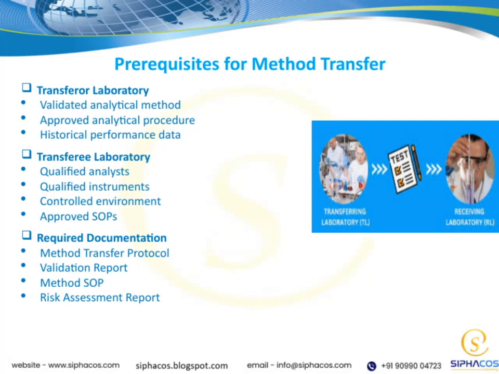When we talk about transferring a method from one lab to another, there are some key prerequisites to keep in mind. On the transferer side, the lab needs a validated method, an approved procedure, and solid historical data showing how the method performs. On the transferee side, the lab must have qualified analysts, the right instruments, a controlled environment, and approved standard operating procedures. Plus, the process relies on essential documents, like the transfer protocol, validation report, method SOP, and a risk assessment. All these pieces ensure a smooth, reliable transfer.